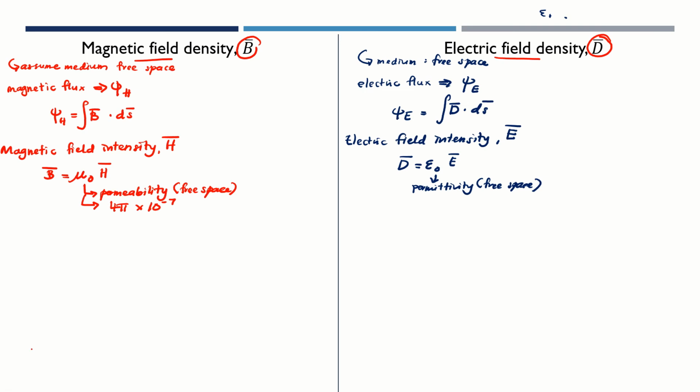I think I don't have to repeat the value for epsilon naught. I think you should remember this. What is the value for epsilon naught?